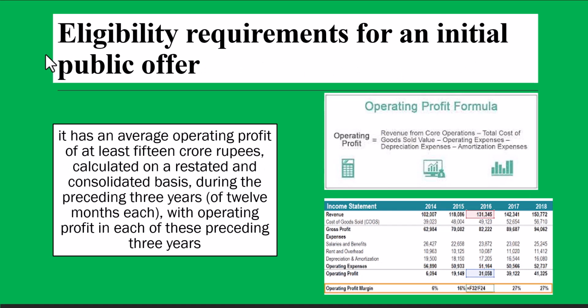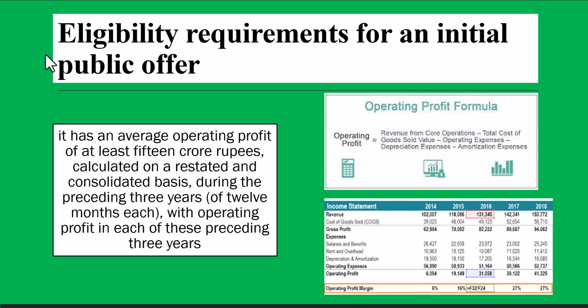Okay, fine. So now, Shubhangini, can you read from the eligibility requirements for an initial public offer? Yes, sir. It has an average operating profit of at least 15 crore rupees calculated on a restated and consolidated basis during the preceding 3 years of 12 months each, with operating profit in each of these preceding 3 years.